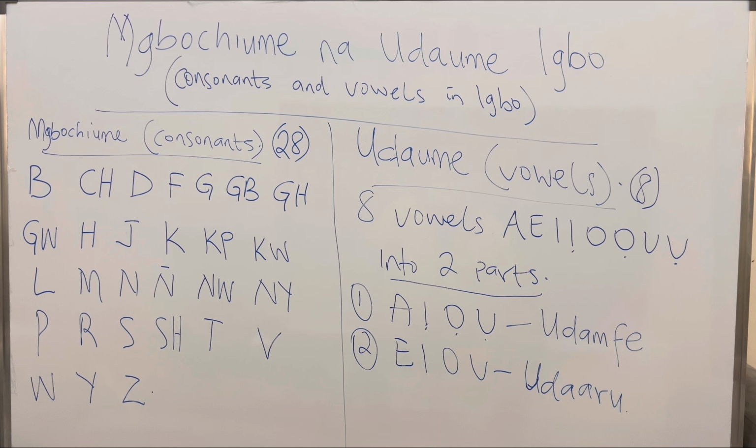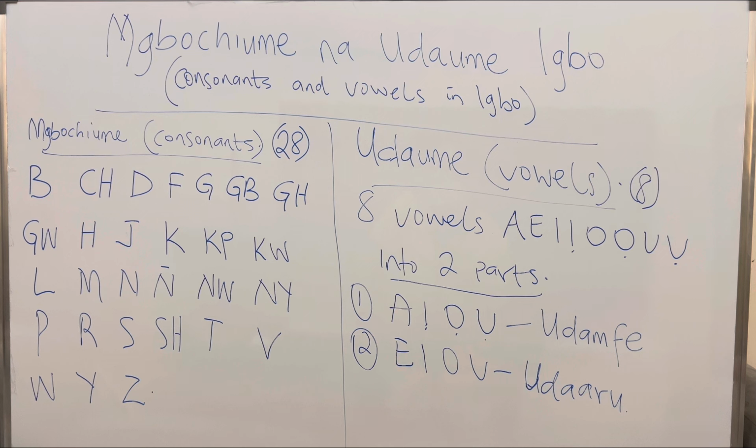We have the 8 vowels in Igbo language as A, E, I, E, O, A, U, O. These are the 8 vowels. Let's take it once again. A, E, I, E, O, A, U, O.